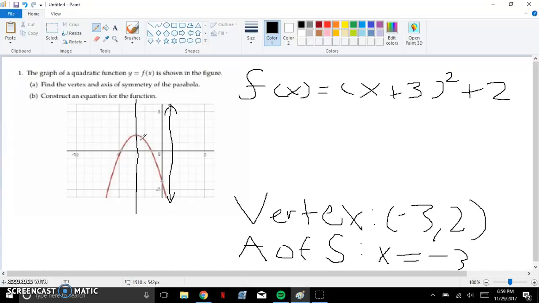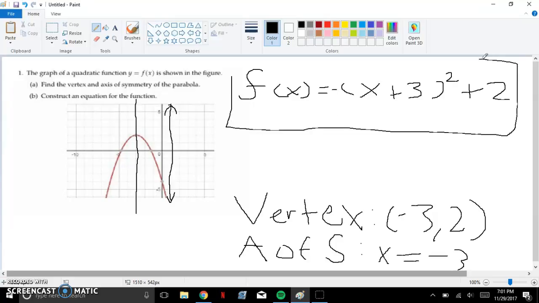Now, there are no stretch and compressions because the first point is right here, and the next point would be over 1, down 1. So as we can see, that is the base point for any parabola, but in this case the parabola is reflected over the x-axis, which means the negative goes in here rather than inside the parentheses. So this is the final answer for B.